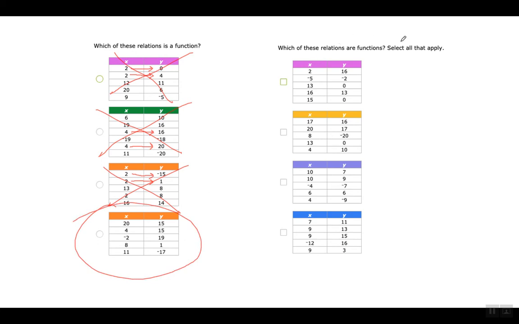Okay? Okay, now this one, again, this is from the challenge zone. So there's more than one correct answer. The first one is correct. El primero está correcto. This one is also correct. This one, when x is 10, y is 7, and when x is 10, y is 9. So that's it. This one's wrong. Este está mal. And this one, when x is 9, y is 13. When x is 9, y is 15. When x is 9, y is 3. So this one's wrong.